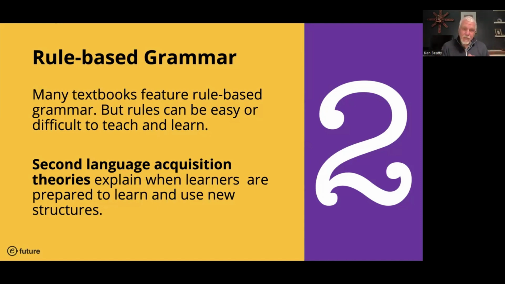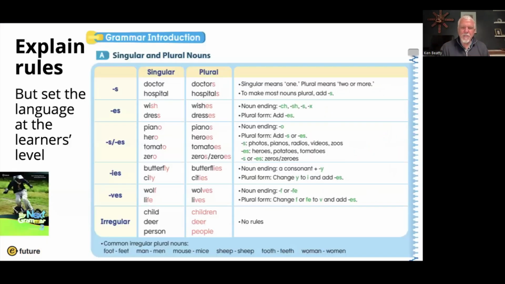And fortunately, that's what experts like me, professors who write textbooks, and publishers like eFuture do: they stage the grammar so that it's appropriate to the level of the students. We have to consider this. So we do have to explain the rules to students, but at the same time, we also have to set the language at the learner's level.